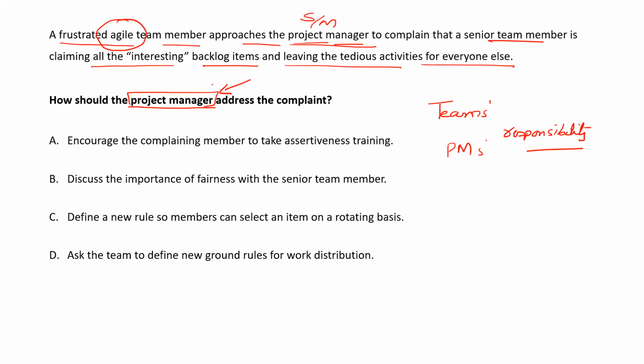So look, encourage the complaining team member to take assertive training. Here the problem is not training; the problem is they have problems themselves. Discuss the importance of fairness. Why should I do so? It's a conflict problem, a team problem, not my problem. Define a new role. This is team responsibility, not your responsibility as a project manager. Ask the team to define new ground rules for work distribution. That's what we call self-organizing, self-managing, right? You don't need someone else.